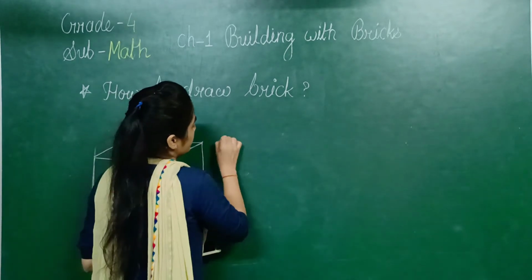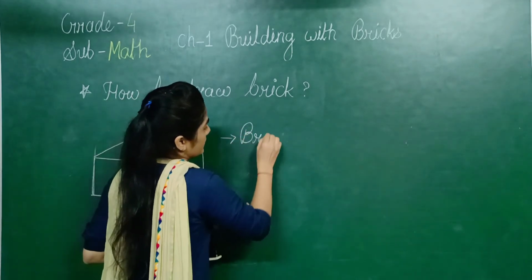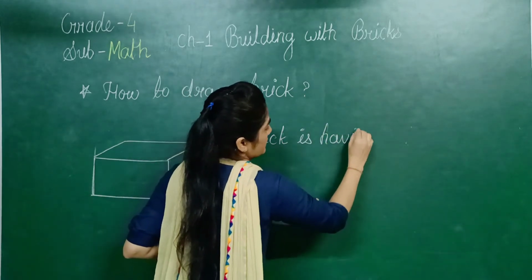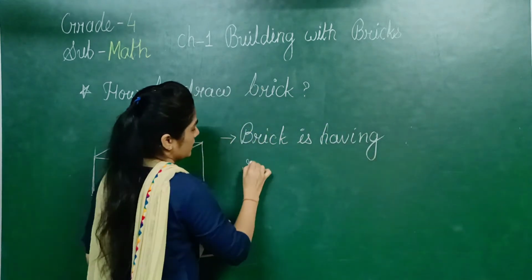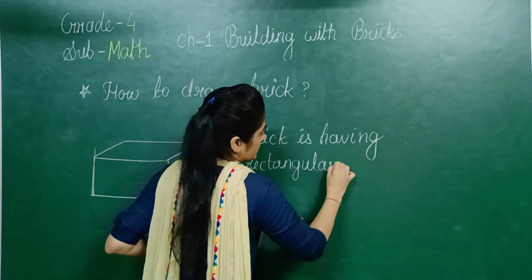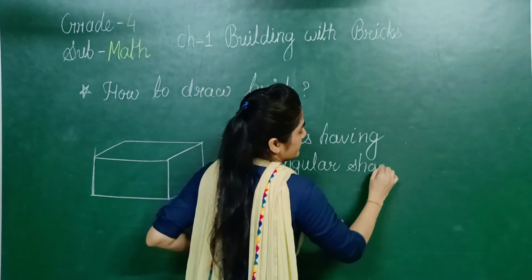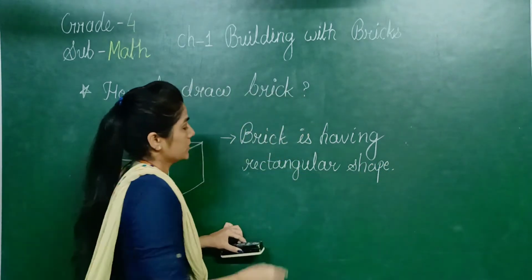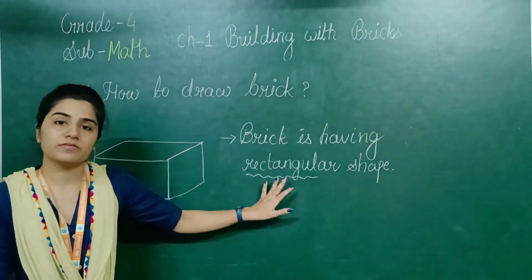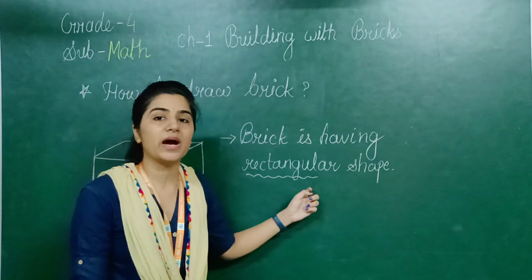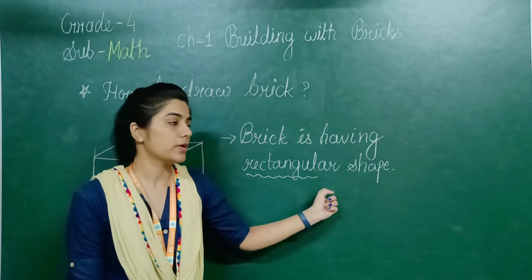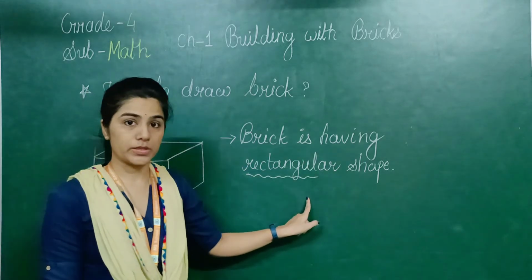Which shape? A brick has a rectangular shape. This is a most important point which you have to remember, because it can be asked in objective type questions, that a brick has a blank shape. So you have to write rectangular, right?